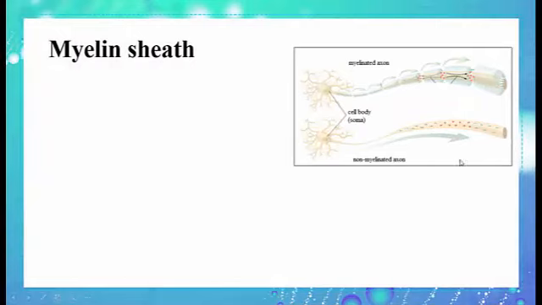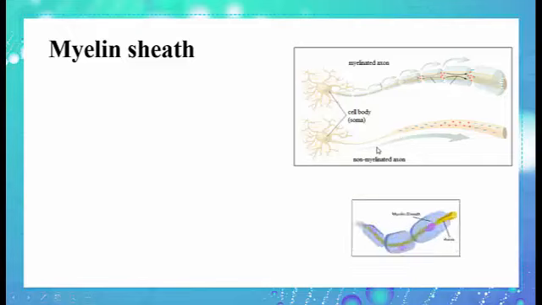The myelin sheath: if you look at this figure, we have two nerve cells. In the first nerve cell, this is the axon. Around the axon we have a substance called myelin. So this axon is a myelinated axon. Why is this axon a non-myelinated axon?